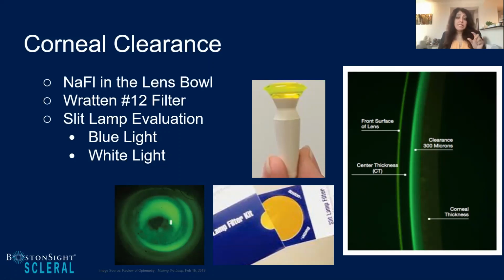What I usually do is I like to know what the thickness of my contact lens is. So with the Boston Scleral lens, it is 250 microns in thickness. And I use that as a reference point to compare what the actual thickness of my clearance is. I did this all by slit lamp before my OCT came about.